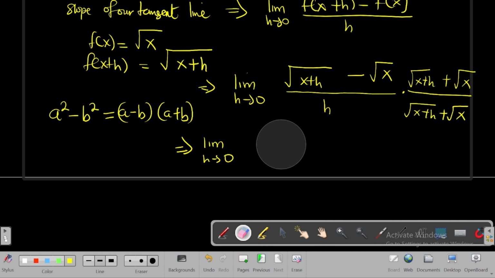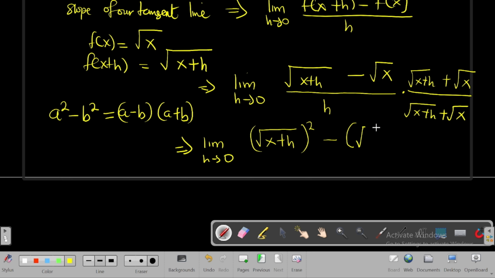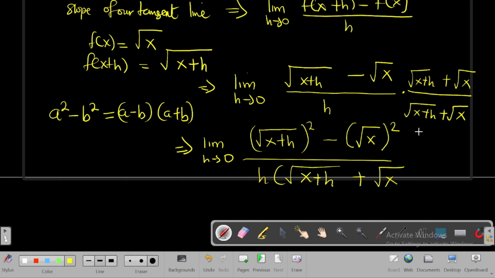Sorry, this is the same as the square root of x plus h all squared, which will represent our a, minus, and you take our b, which is square root of x all squared, and divided by this one, also multiply this, so you come and get h into brackets multiplying this, right? Square root of x plus h plus square root of x.